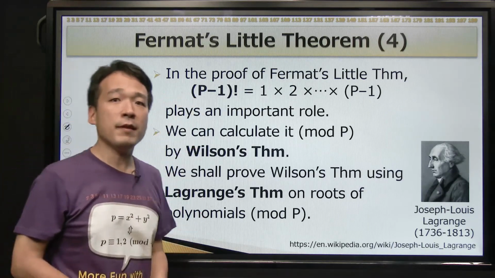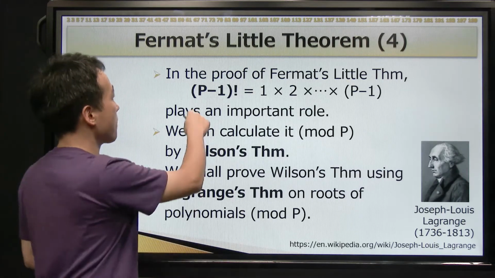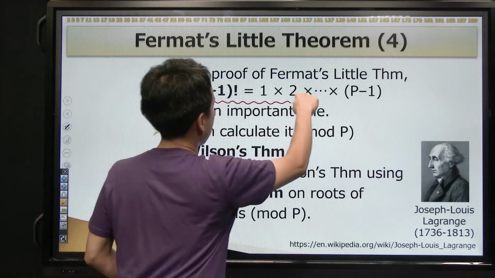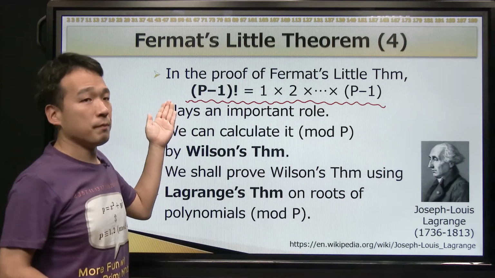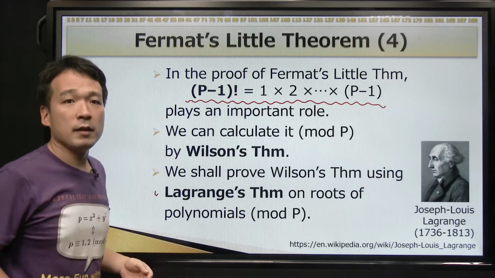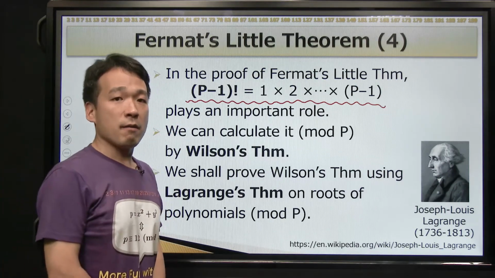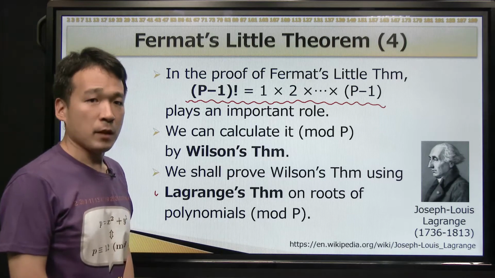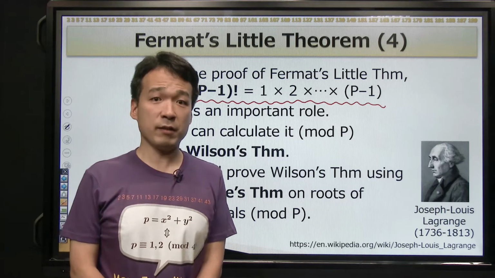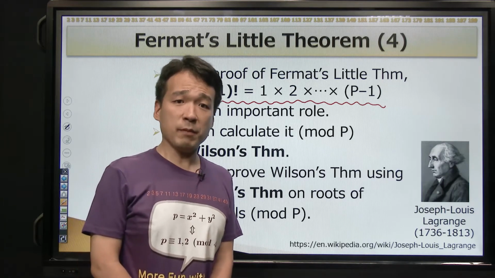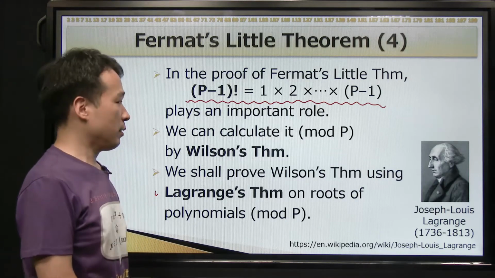In the proof of Fermat's little theorem, the factorial of p minus 1 plays an important role. This number modulo p can be calculated by Wilson's theorem. Next, we shall prove Wilson's theorem. There are several proofs of it. We shall prove it using Lagrange's theorem on roots of polynomials modulo p.